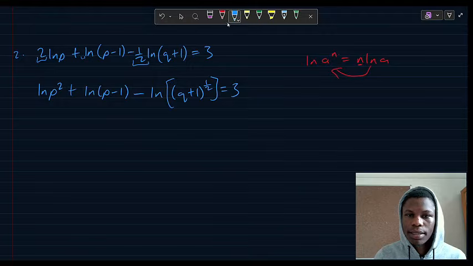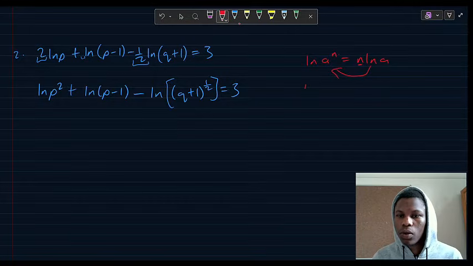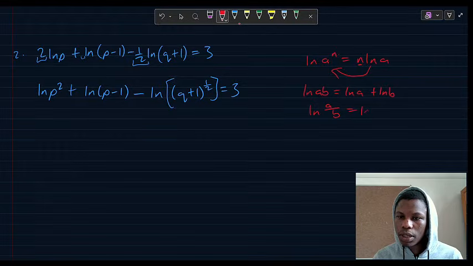Once it's like this, we want to use our laws of logarithms. So we have ln AB is equal to ln A plus ln B, and we have ln A over B is equal to ln A minus ln B.